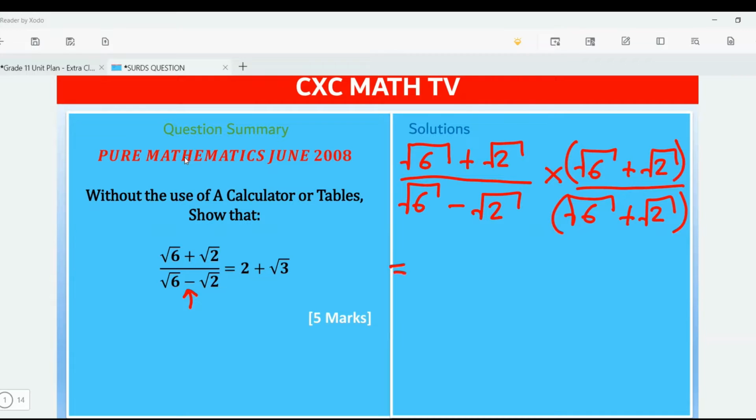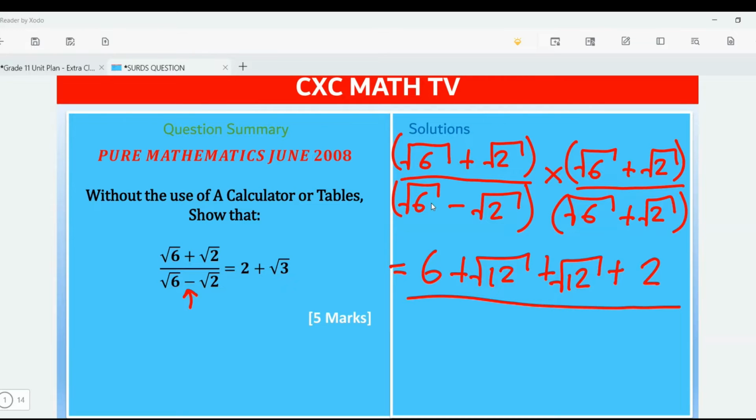Now we go ahead and multiply going across. The square root of 6 times the square root of 6 gives us positive 6. Then the square root of 6 times the square root of 2 gives us plus the square root of 12. Then the square root of 2 times the square root of 6 gives us the square root of 12. Then the square root of 2 times the square root of 2 gives us the square root of 4, and the square root of 4 is 2.